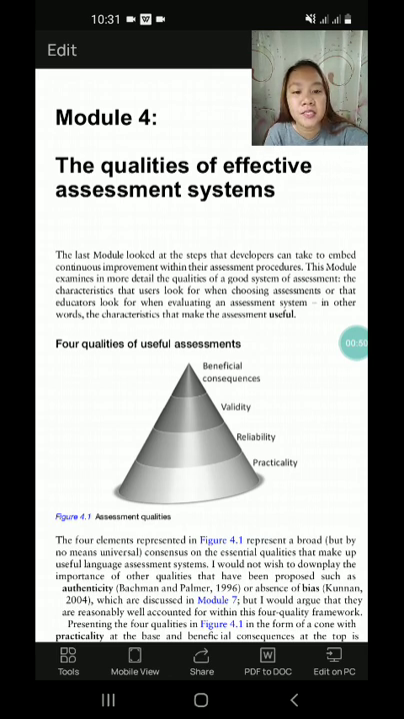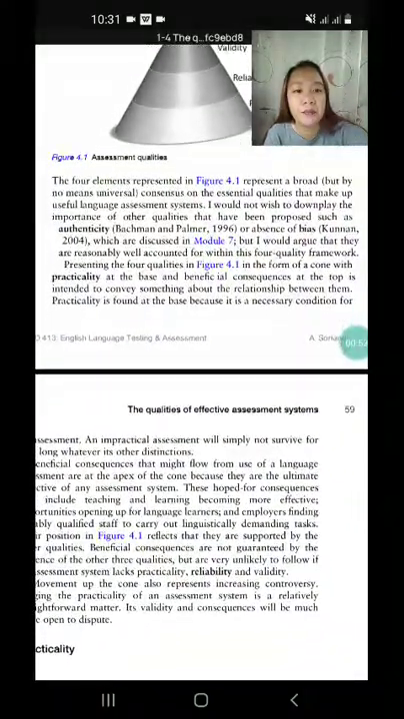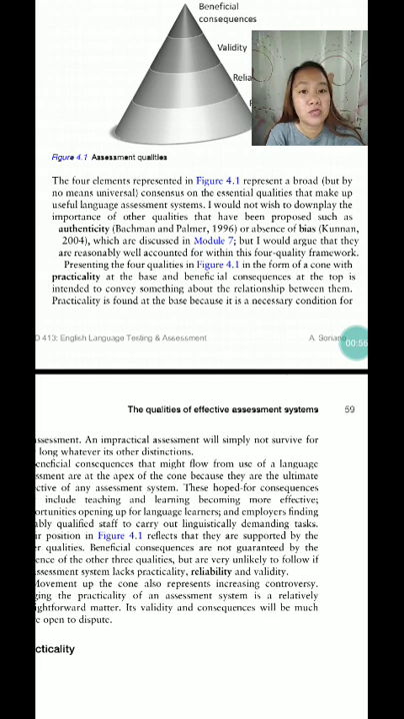The four elements represented in Figure 4.1 represent a broad but by no means universal consensus on the essential qualities that make up useful language assessment systems. I would not wish to downplay the importance of other qualities that have been proposed, such as authenticity, Bachman and Palmer 1996, or absence of bias, Kunnan 2004, which are discussed in Module 7. But I would argue that they are reasonably well accounted for within this four quality framework.